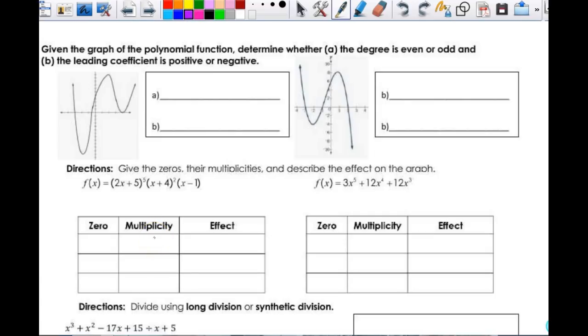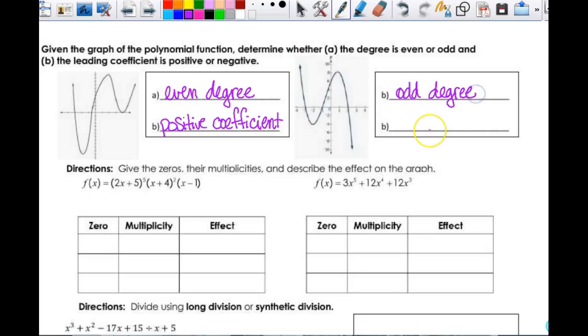So here, since it is up, up, okay, so if they are the same, that means it is an even degree. So A is even degree. And since it's up, up, that's going to give me a positive coefficient. All right, so these are opposite, which means that is an odd degree. And it is up, down, which means it is a negative coefficient.